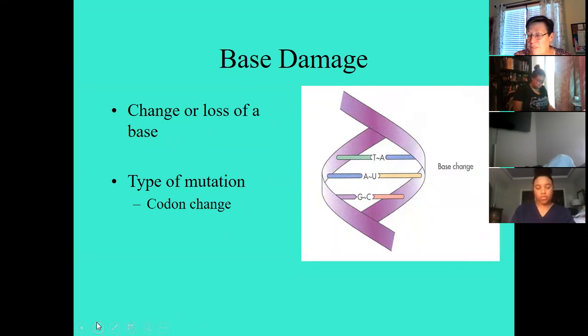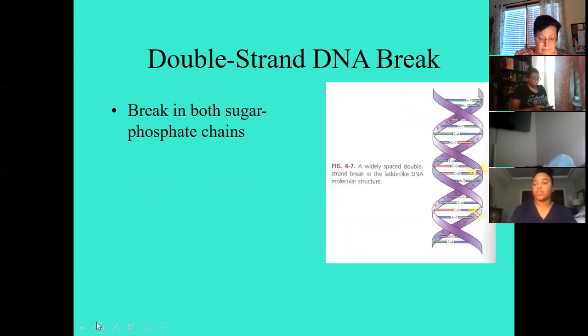Typically, base damage is lethal to a cell. The cell may be able to divide, but the daughter cells would more than likely have a bad effect from that loss of base. So base damage is a big deal.